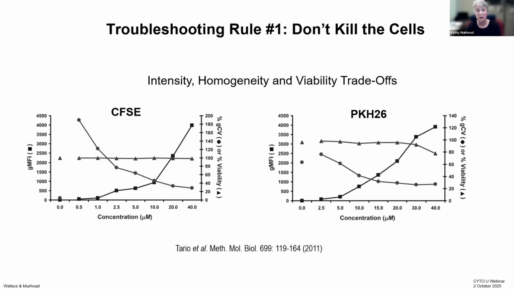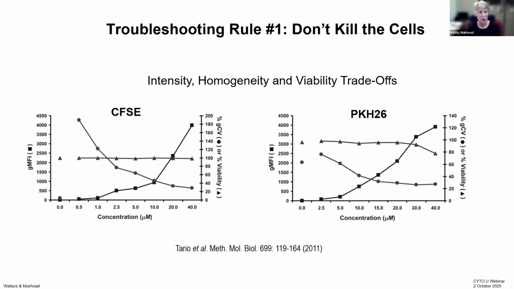And so the way we usually start when optimizing staining is to run a concentration curve at a concentration of cells that matters, that is roughly what you think you'd want to use in your assay, and pick a concentration that gives you an intensity bright enough to follow the cells through several generations of dye dilution, and that doesn't kill the cells.